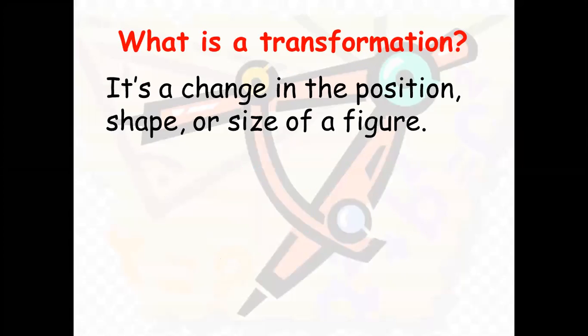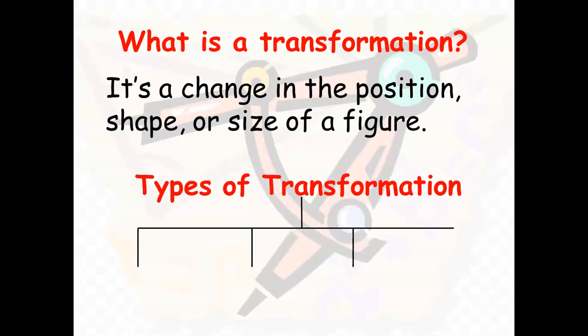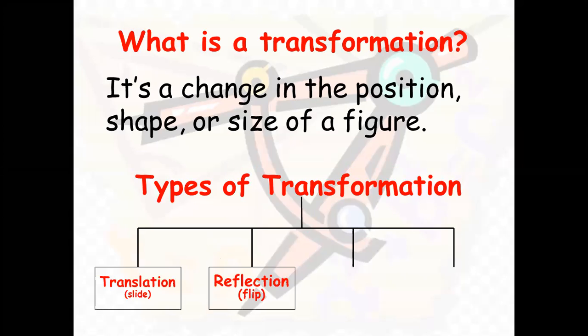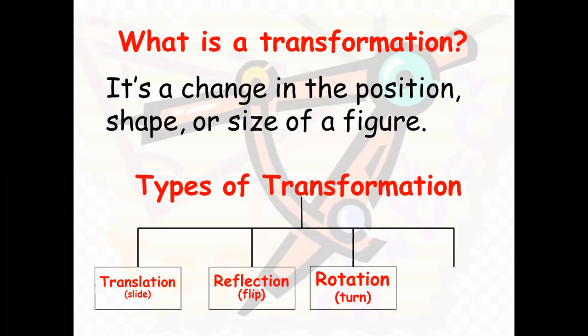What is transformation? It's the change in the position, shape or size of a figure. To transform is to change, right? So the four types of transformation we learned yesterday were translation, reflection, rotation, and dilation. These are the four kinds of transformation we have to learn.